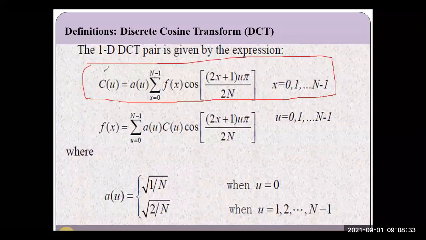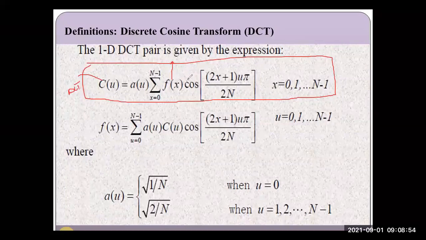So what is the formula? Now C(u) represents your DCT, discrete cosine transformation. It is A(u) times the summation of x equal to 0 to capital N minus 1, where f(x) is your one-dimensional discrete signal.